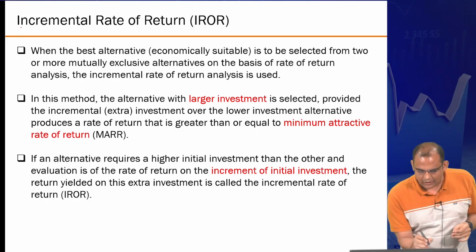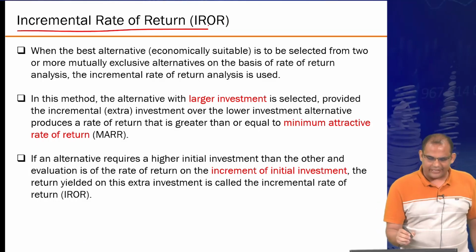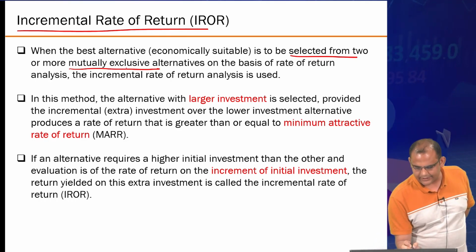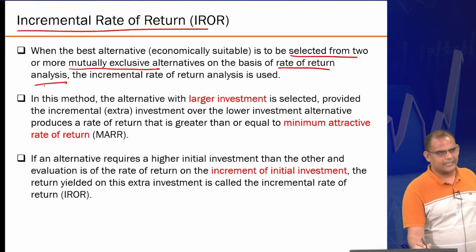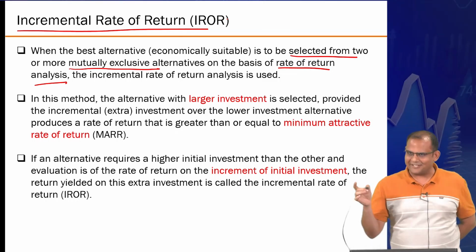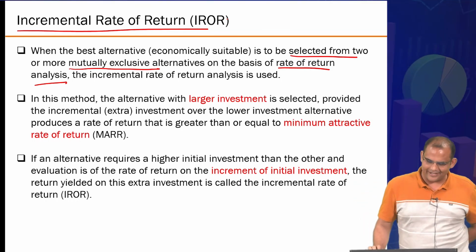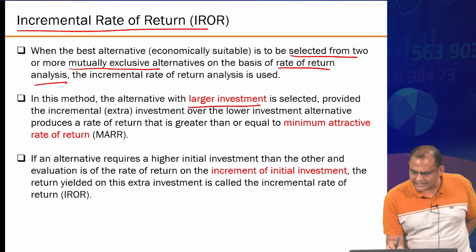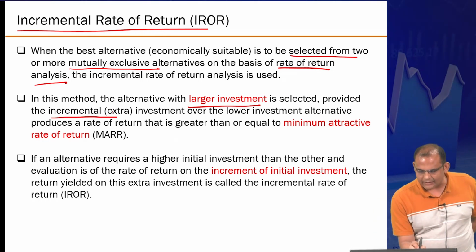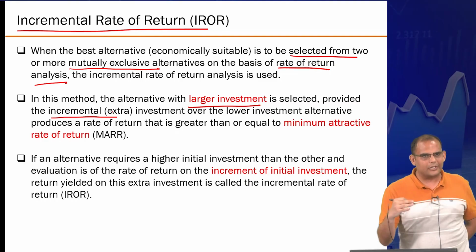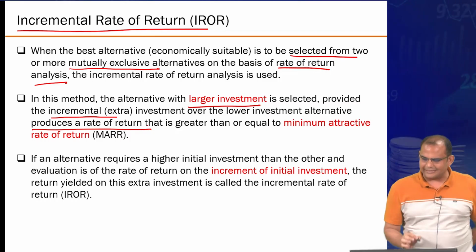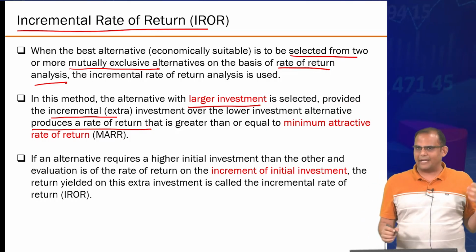So, this is essentially called the concept of incremental rate of return. When the best alternative is to be selected from two or more mutually exclusive alternatives on the basis of rate of return analysis, this particular method is useful. It's called IROR, another complication in your life, but IROR it's called, right? In this method, the alternative with the larger investment is selected, given that the incremental or the extra investment that you are making in order to reach the high cost alternative produces a rate of return that is at least greater than or equal to your MARR, right?